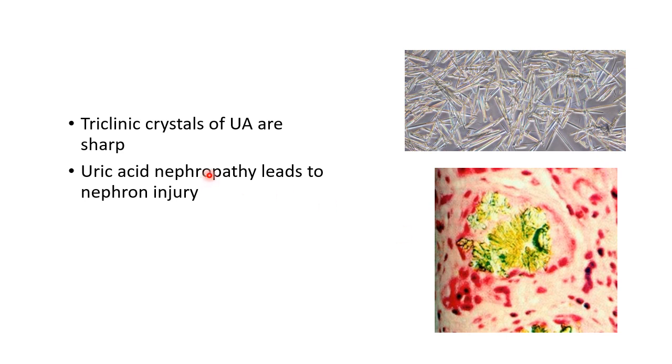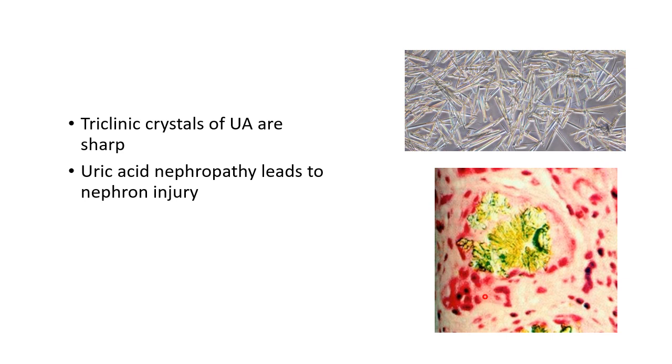Next, you have here the image of uric acid crystals when seen under the microscope. So these are classically described as triclinic crystals of uric acid. So that's what they look like. And it just shows that these crystals are sharp and therefore will have the ability to physically disrupt cells and tissues in the body. Next, you have here a picture showing you uric acid nephropathy.